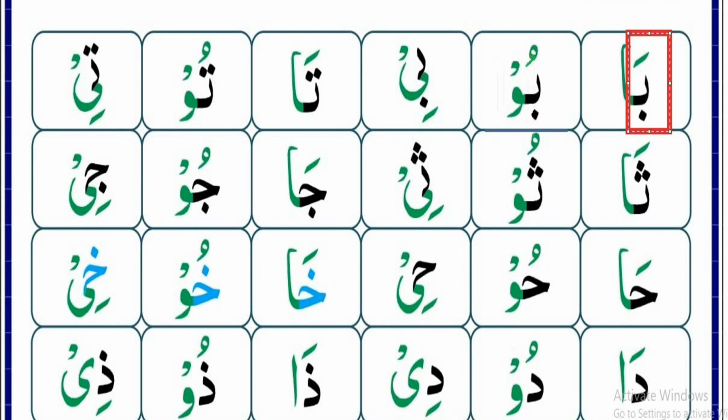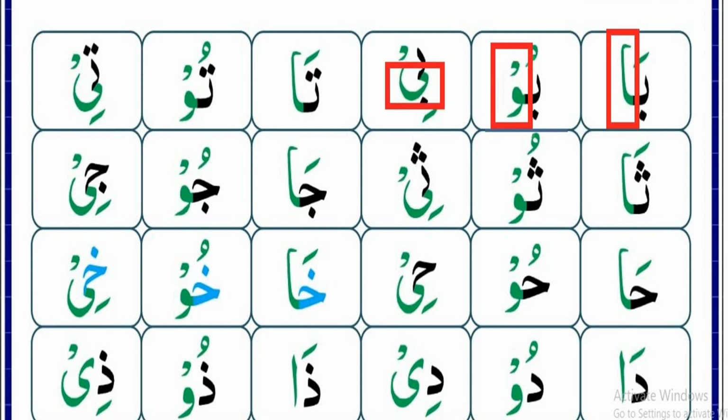So here we have all the 3 madda letters with ba. This is the first madda letter, it is alif. The other madda letter is waw, and the third madda letter is ya. So alif, waw and ya are the 3 madda letters. Now let me tell you how the letters would stretch the sound.